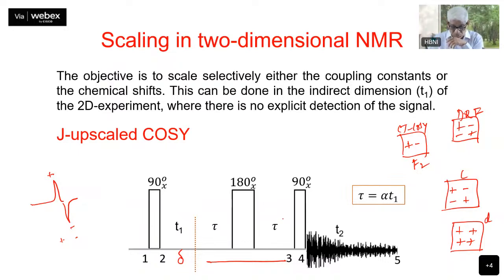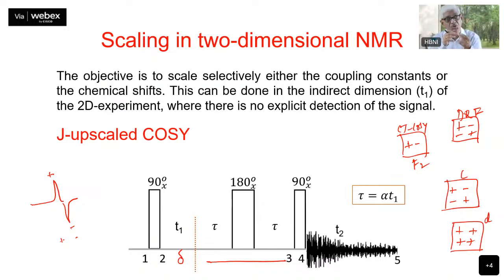In this, what we have shown is how we manipulate the pulse sequence parameters to achieve the scaling of either the coupling constants or of the chemical shifts. This I will show you in a few slides. It will come. Okay, so these are the purposes.